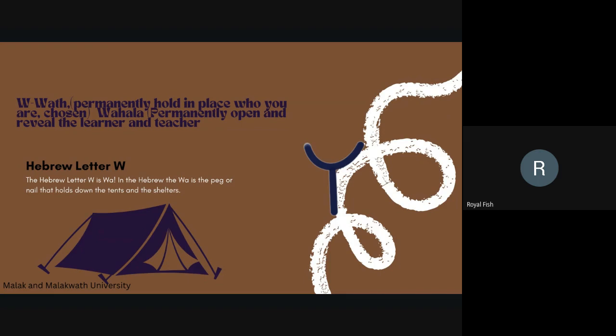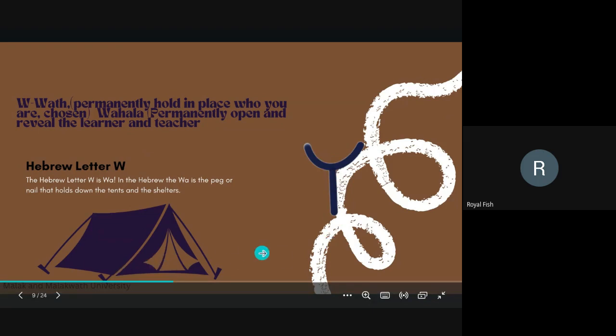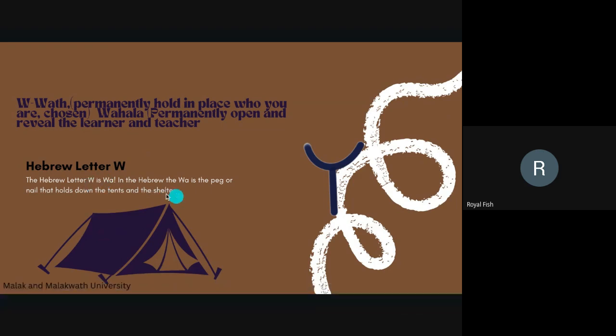Okay, all praises. So this is our Hebrew letter Wa, what I was kind of talking about in the beginning. I love this letter too. I love the representation of it as well. So the Hebrew letter W is Wa. In the Hebrew, the Wa is the peg or nail that holds down the tents and the shelters.